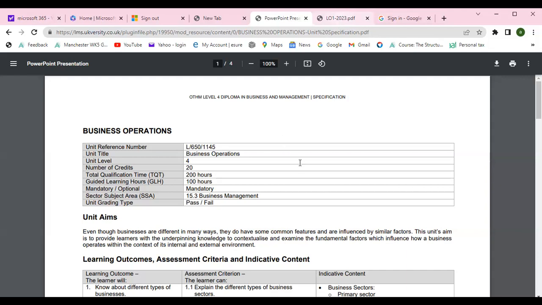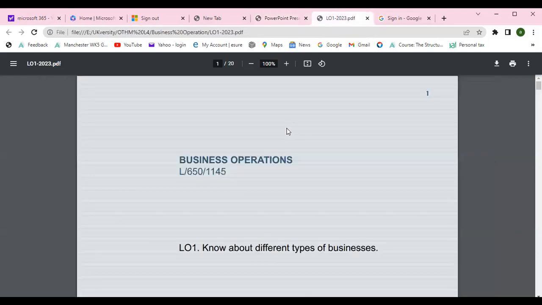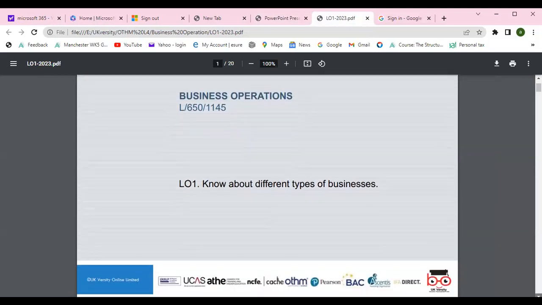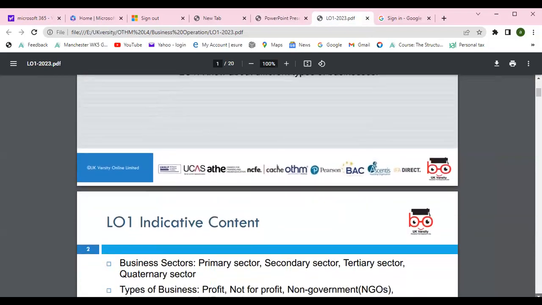Okay, Andy, what do you know about business operation? Do we know about sole trader, partnership, limited company? Have we learned anything before? Before, no. Okay. No. So we're looking at different types of businesses.